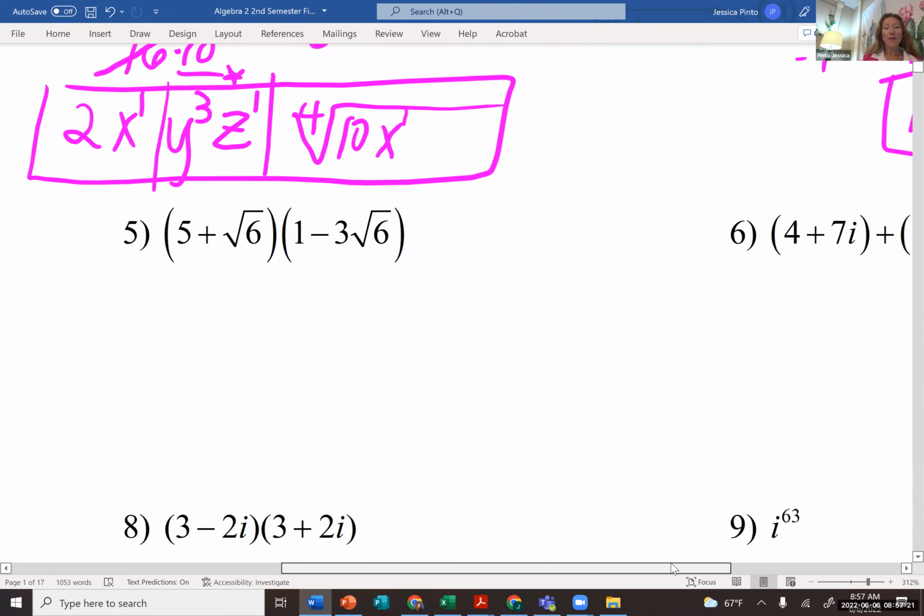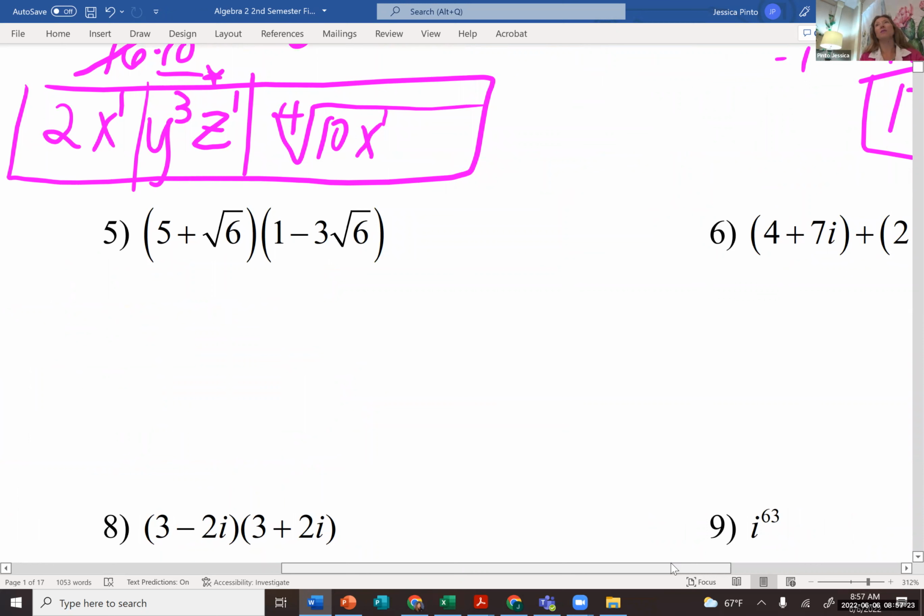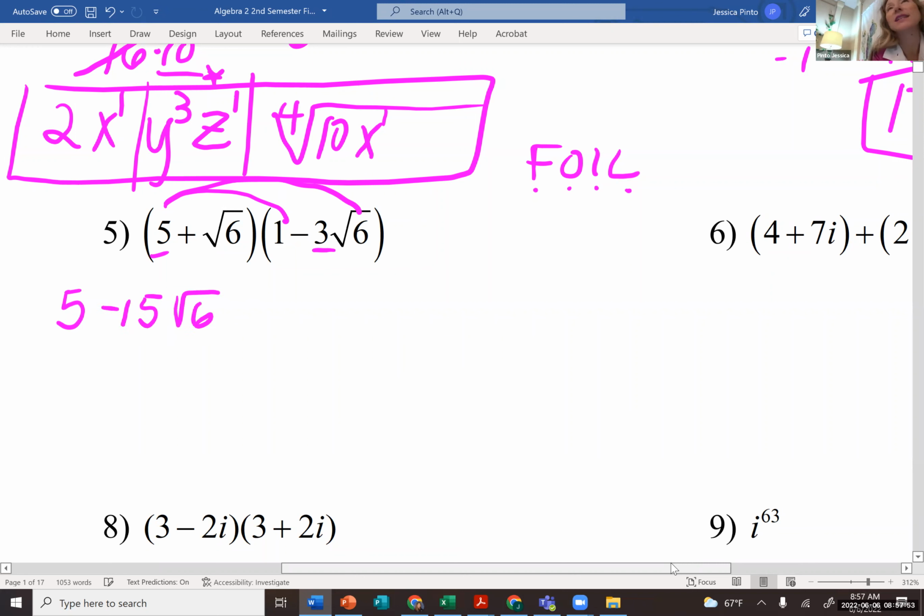So then starting here at number 5, I see 2 binomial radical expressions. And in that case, I'm going to use the FOIL method, right? And that's just first, outside, inside, last, to remind me that I need to multiply 4 times. So 5 times 1 is 5. That's first terms. These are the outside terms. And so when I multiply these, I multiply the matching parts. 5 and 3 are both outside of the radicals, so they get multiplied together as negative 15. And the rad 6 stays as a rad 6.